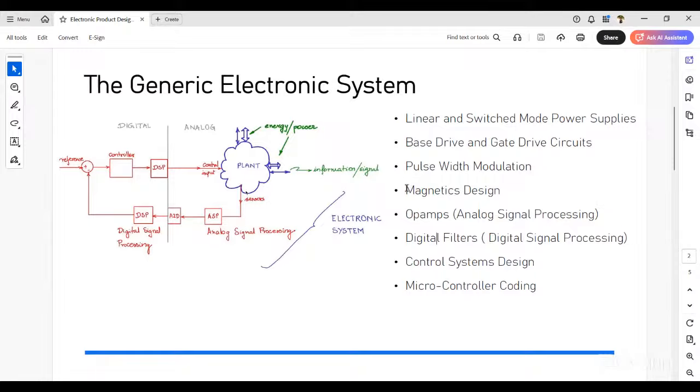This is something that probably you would not have learned: magnetics design. We know that capacitors and resistors are available as ready-made parts in the values we want, but inductors are not that easily available. We have many circuits where we need to use inductors, transformers, and coupled inductors, so we will go into detail on how to design them as per our application demands. And then, as I said about op amps, you have analog signal processing.